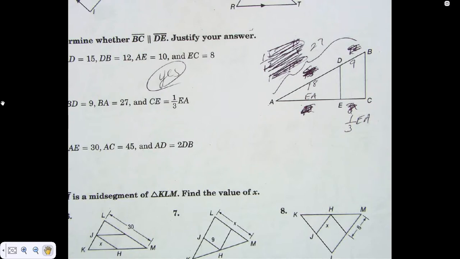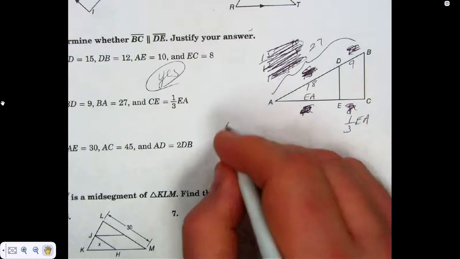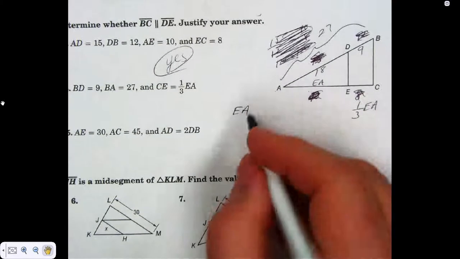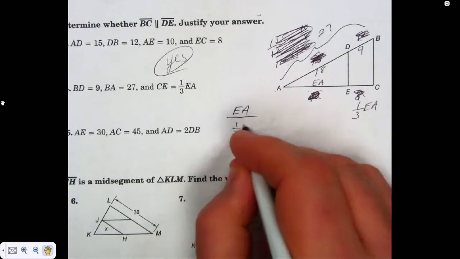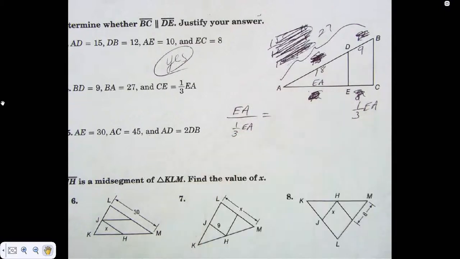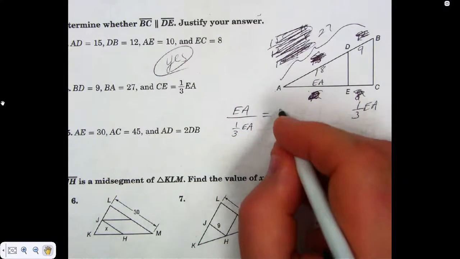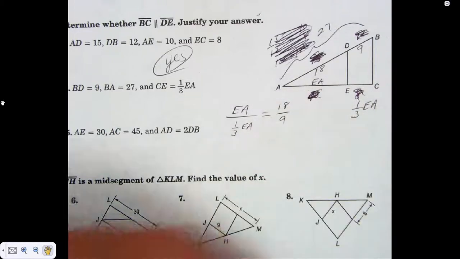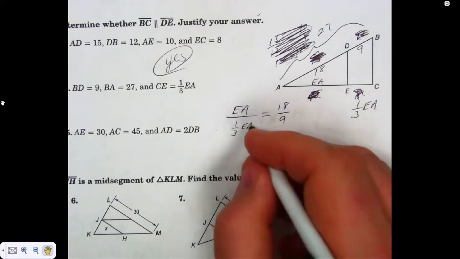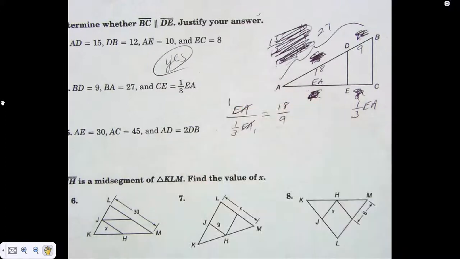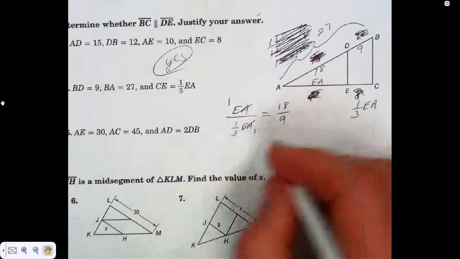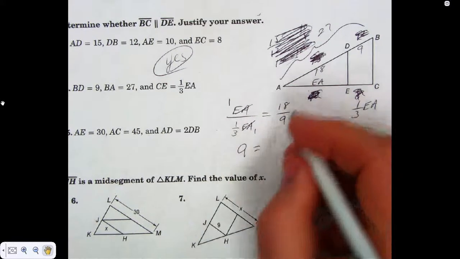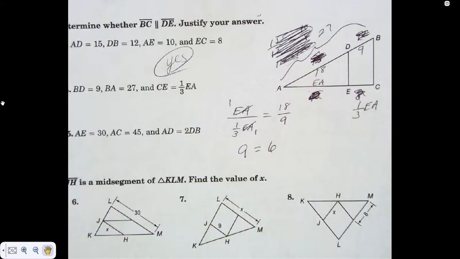Okay? Here's all you got to do. See if EA over 1/3 EA is equal to, I put EA first, what do I do here? 18 over what? Now, here's the deal. What do the EAs do? What's 1 times 9? What's 1/3 times 18? Are they the same?